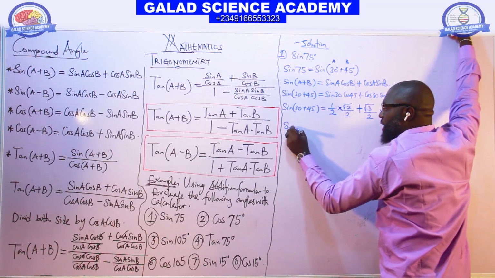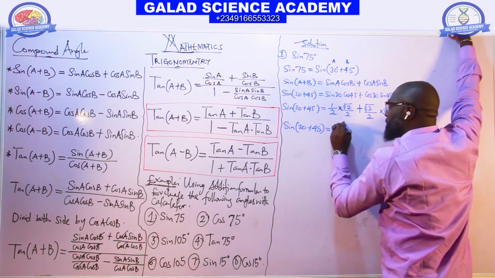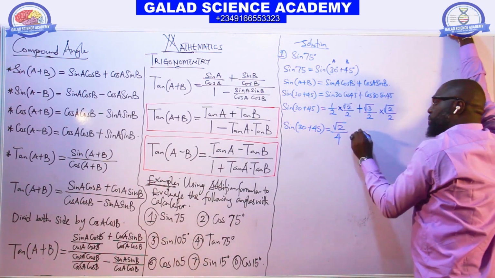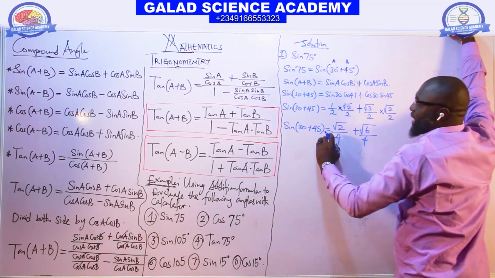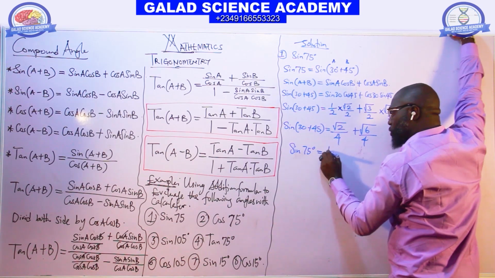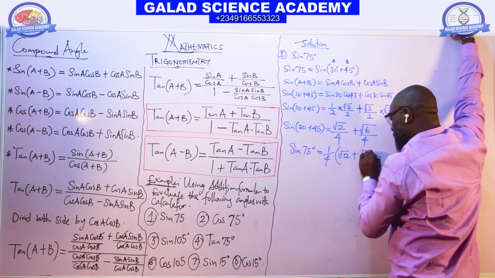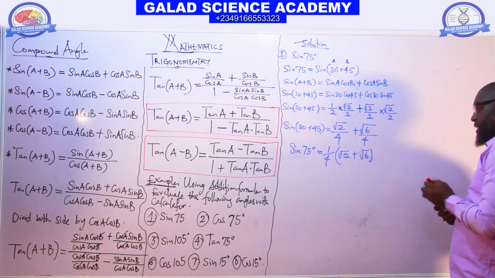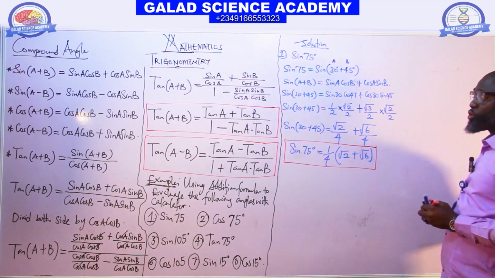So sine of 30 plus 45 will give you, multiplying this, root 2 over 4, and multiplying this, root 6 over 4. So for the final answer, add it together: sine 75 degrees gives us 1 over 4 times root 2 plus root 6. This is the answer for sine 75.